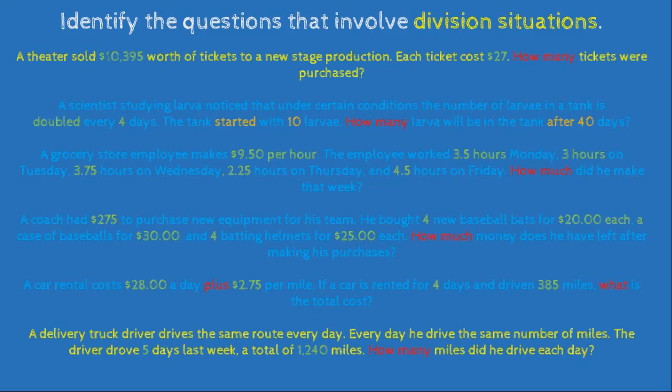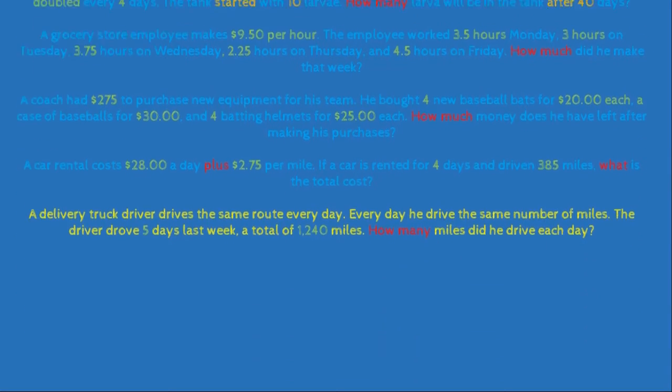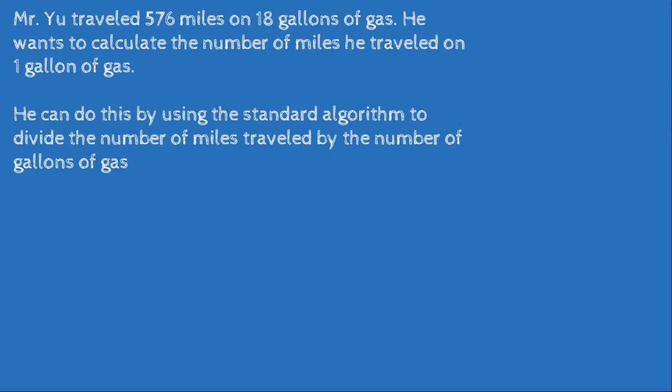So, in this case, we can use division because we know how many days he drove and the total amount of miles he drove. We could divide to understand how many miles he drove each day. In this case, it is a division situation. Move on to our next example.